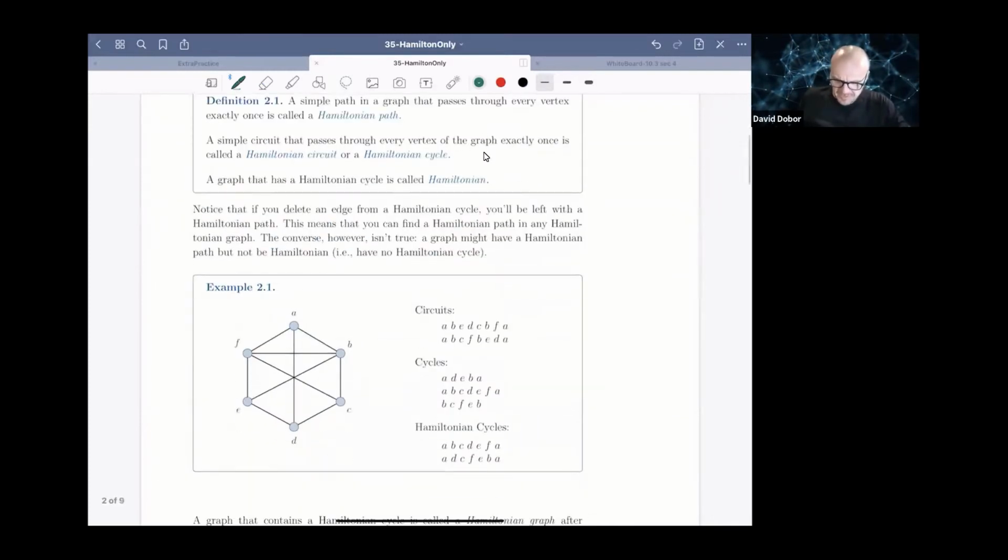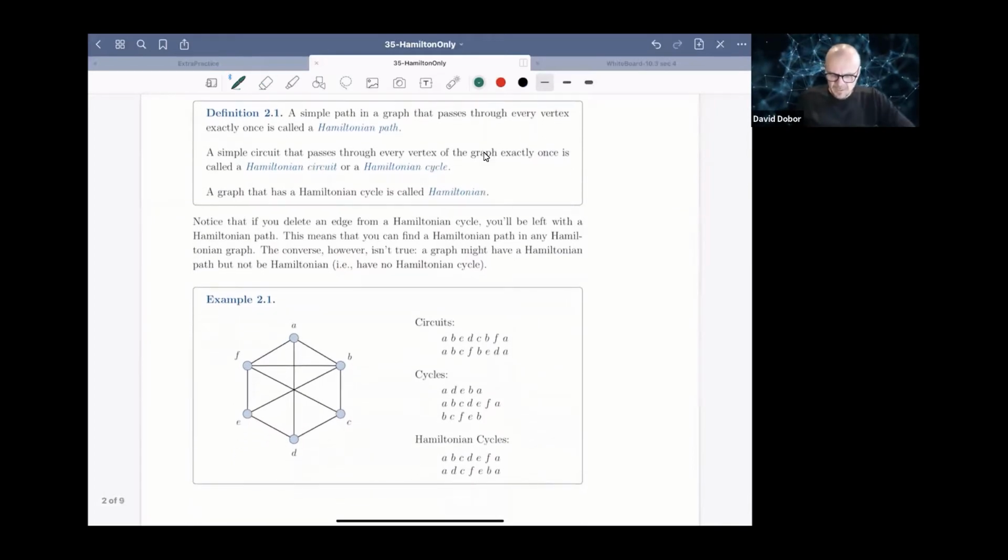Examples to make sure that this is clear. Here are some circuits in this graph. I'm looking at the first one: A, B, E, D, C, B, F, A. What is that? That is a traversal of the graph; it's just a circuit. I did cover every vertex of this graph, but I passed through some vertices more than once. In particular, it passed through this B more than once. So this traversal is nowhere near being Hamiltonian. This is what I just traced out, this first one. It's not Hamiltonian, but it's a circuit.